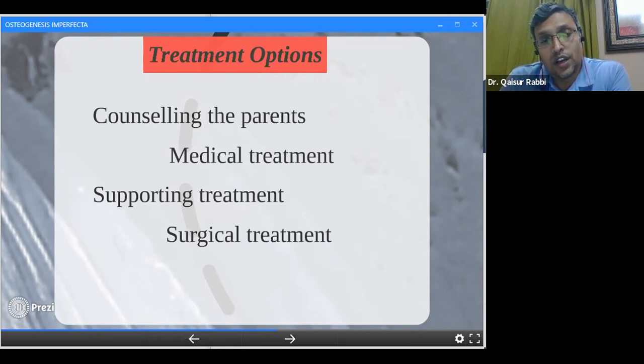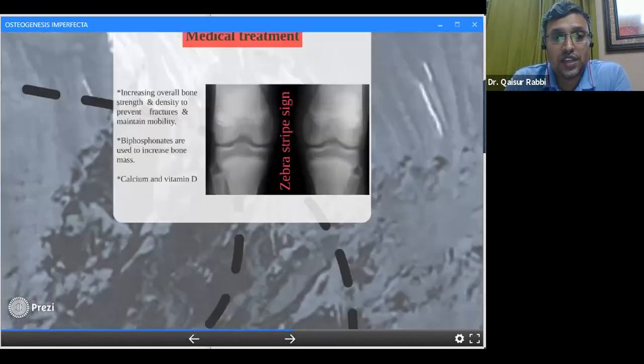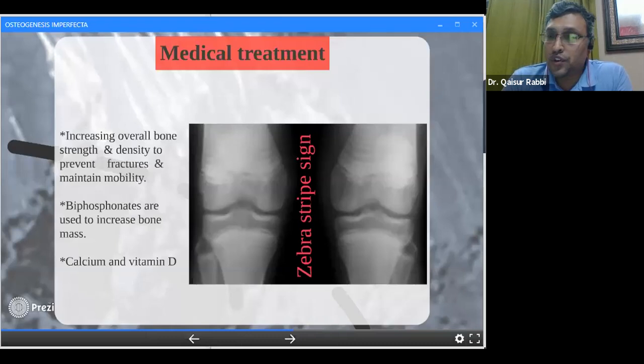We can easily solve this problem by either medical treatment or supportive treatment. So what sort of medical treatment am I talking about? Bisphosphonate, cyclical bisphosphonate at an interval of 3 months initially, then we can continue that therapy at a 6 months interval to strengthen the bones, and the bone density will increase and prevent further fracture.